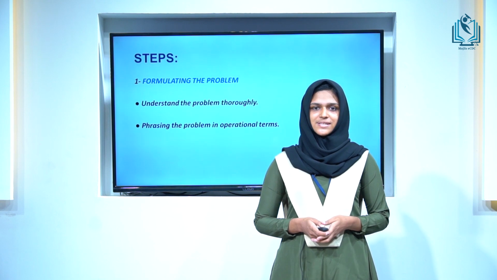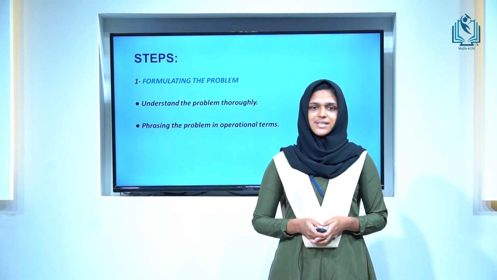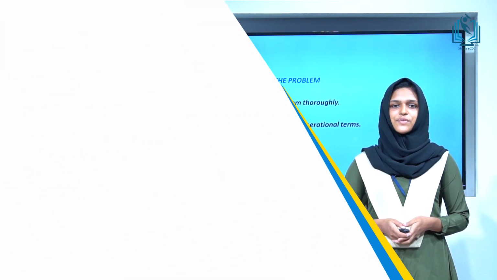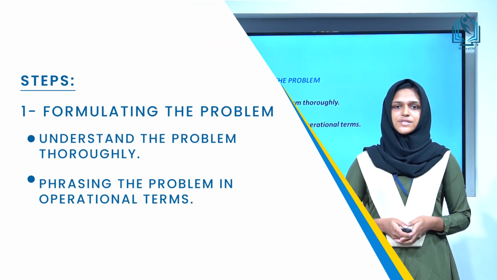Before starting a social research, we have to select a subject as our problem. This is the first step included in social research, that is, formulation of the problem. This involves two steps. Firstly, understand the problem thoroughly, and secondly, phrase it into operational terms. Like we can discuss it with our colleagues or experts, and examine literature related to the subject. From all this, we can understand the problem very well.